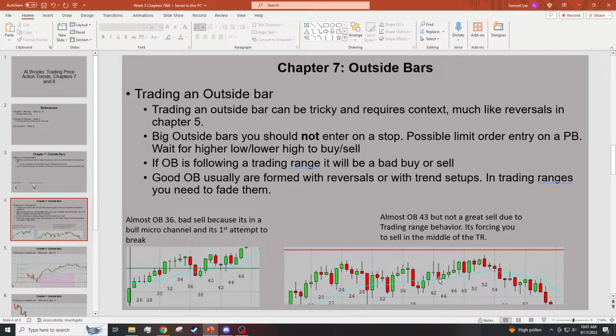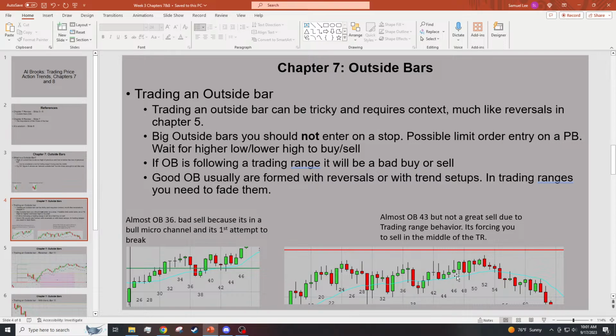But it's not a great sell because look at the trading range. We've kind of been in a trading range on this chart since bar 18, which is here. And if you measure bar 18 lows to, let's say, bar 24, maybe 25 highs, where's bar 43 close? Well, it's closing in the middle of the trading range. So you don't want to sell bar 43. If anything, you'd want to fade it.